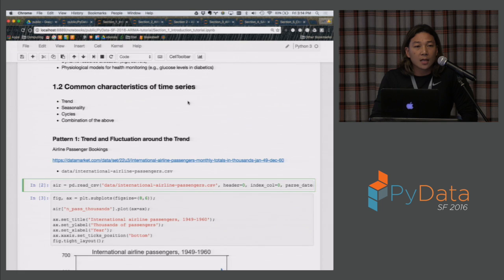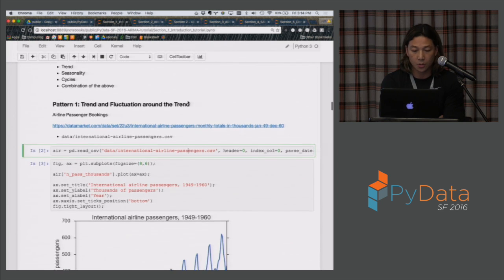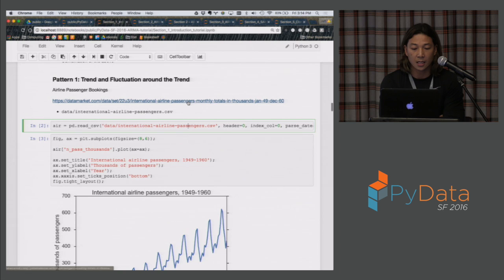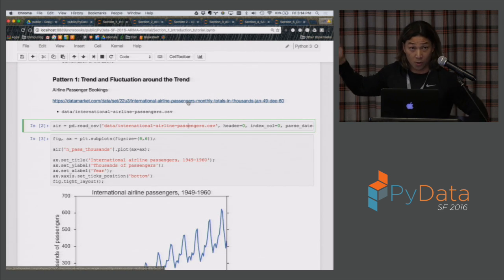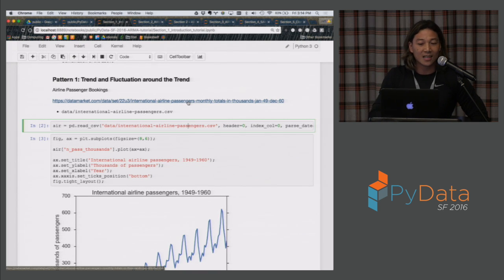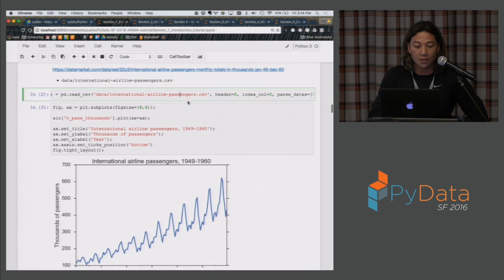So when we are looking at time series, we have to look for some common characteristics, because that has a lot of implications when it comes to modeling. I include a few examples here. By the way, you should run it. I already ran the whole notebook, so I'll just scroll down, but as you go through it, you should run some of the cells.